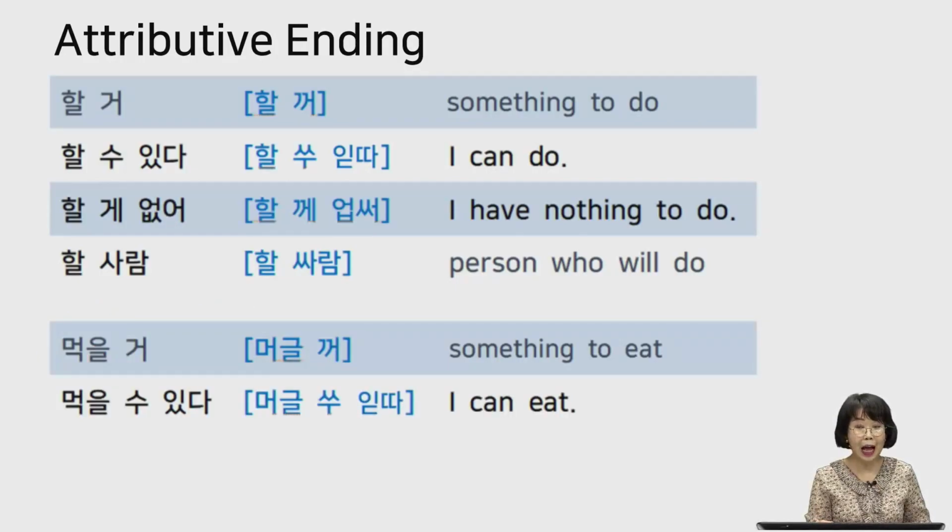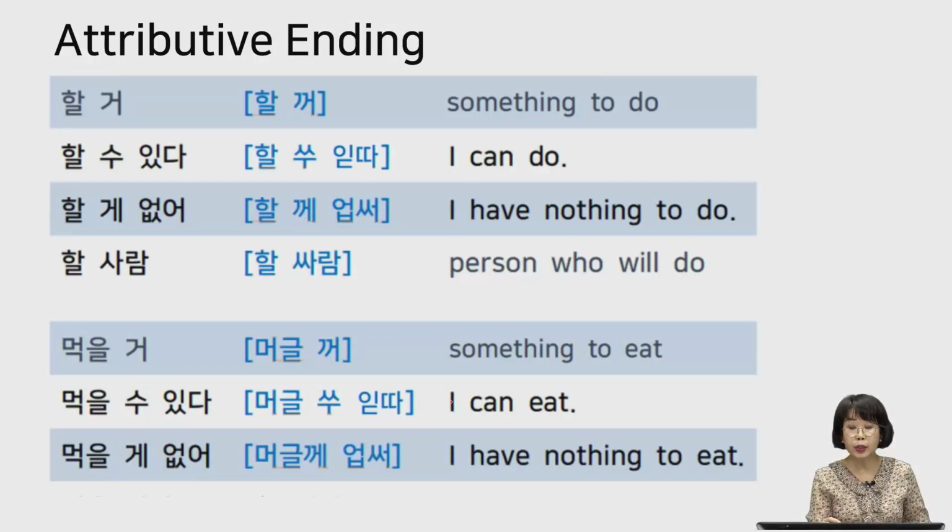먹을 수 있다. Attributive ending 을 affects ㅅ. So ㅅ changes to ㅆ, the tense sound. 먹을 수 있다. I can eat.